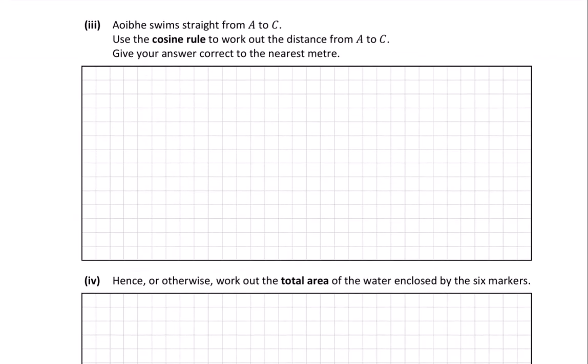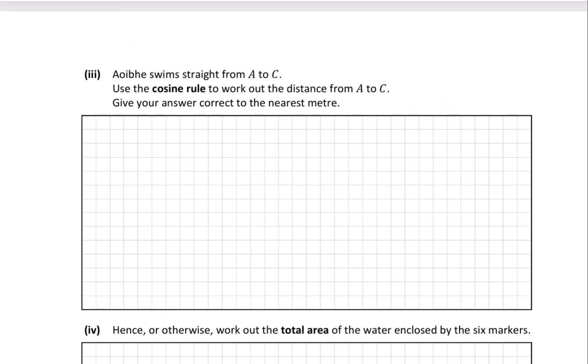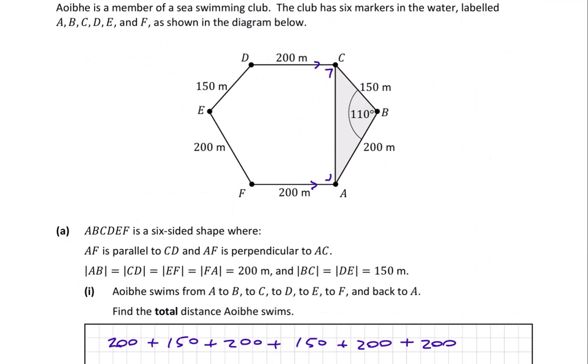Okay, so the third one then. Eva swims straight from A to C. Use the cosine rule to work out the distance from A to C. Give your answer correct to the nearest meter. Okay, so they're telling us what to do here. We've got to find this distance here from A to C. Again, we have two sides and the enclosed angle, and we need to find the opposite side to the angle. So we can use the cosine rule.